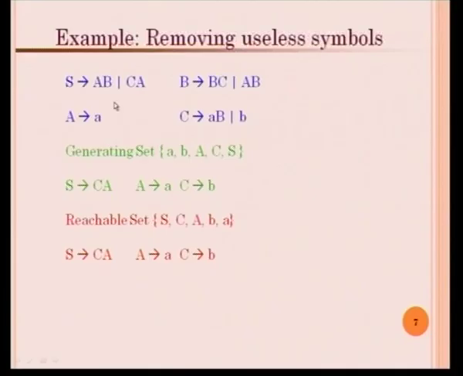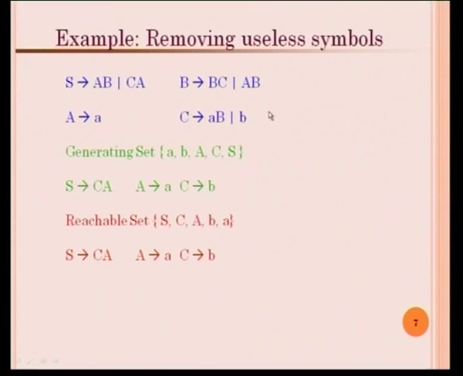So, here is the example. First of all, we find whether the grammar has any useless symbols or not. If you have any useless symbol, then it can be completely eliminated from this grammar. Here we have a grammar with some useless symbols. First, S derives AB or CA is the first production rule, then B has this, then A has small a, and C has A followed by capital B or B.